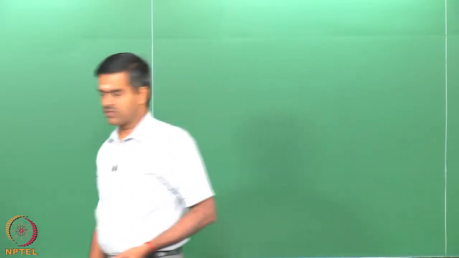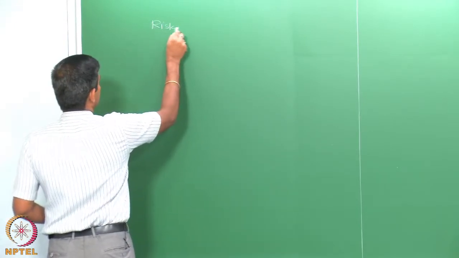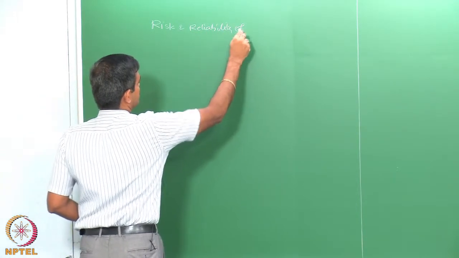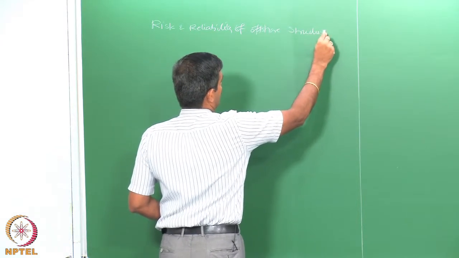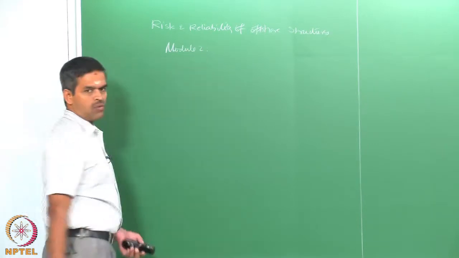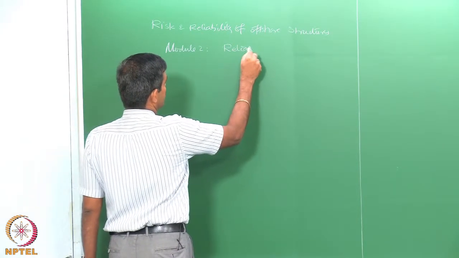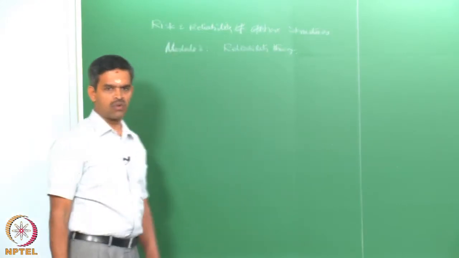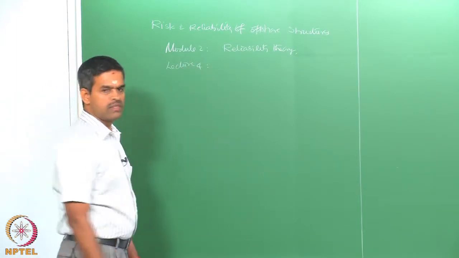Welcome friends to the fourth lecture on module 2 on the course on risk and reliability of offshore structures. We are talking about lectures on module 2. We already completed module 1. Module 2 is focusing on reliability theory in general and structural reliability applied to offshore structures in particular. And now this is lecture 4 where we are going to talk about error estimation.